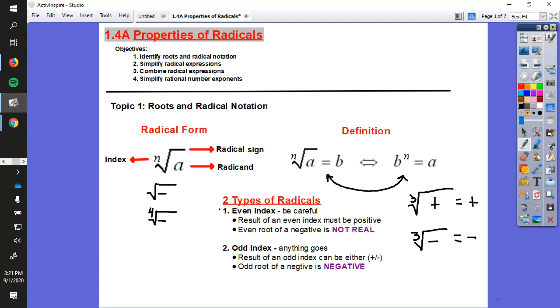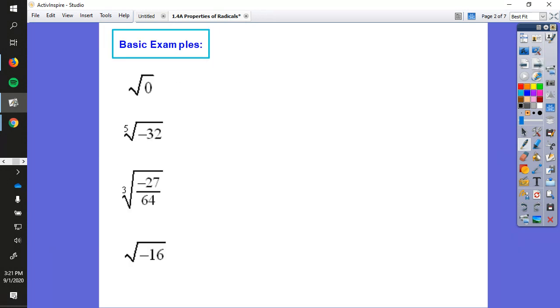So there are no imaginaries or complex numbers when we deal with cube roots or fifth roots or seventh roots, just with square roots and fourth roots. So we want to be very careful with even indices. Take our time, make sure we look at it carefully. Odd indices, really anything goes.